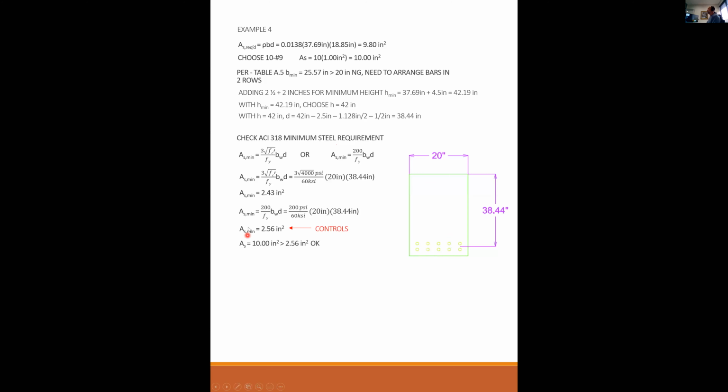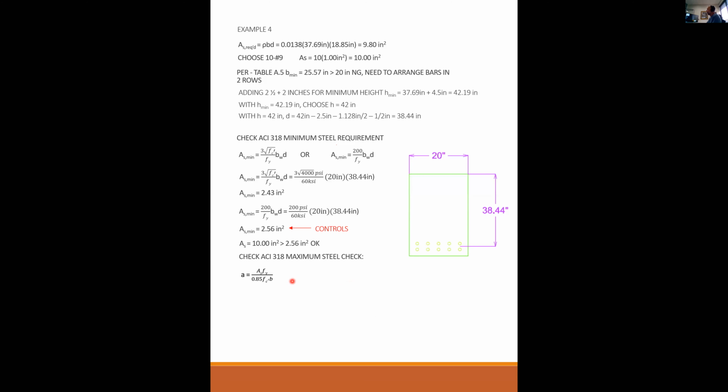And so 2.56 controls, 10 inches is bigger than 2.56, so we are plenty good for our minimum steel requirement. Now we're going to check our maximum steel requirement. And I had a few questions about this too, so we're going to take a minute to kind of revisit this.